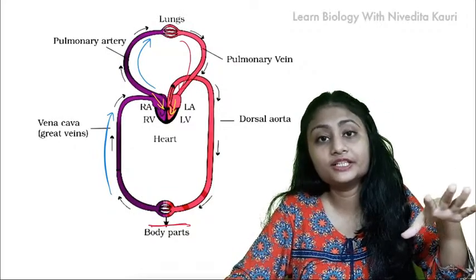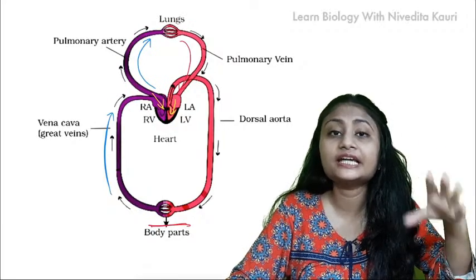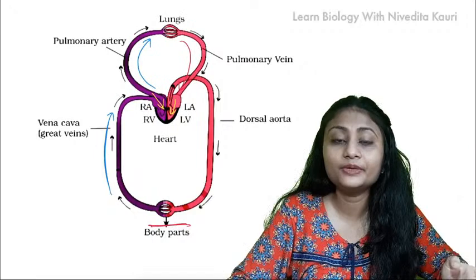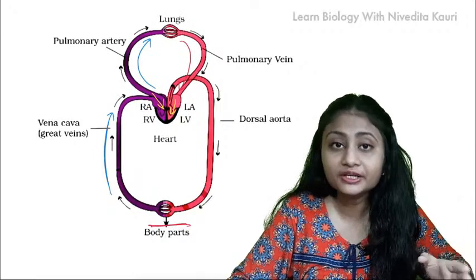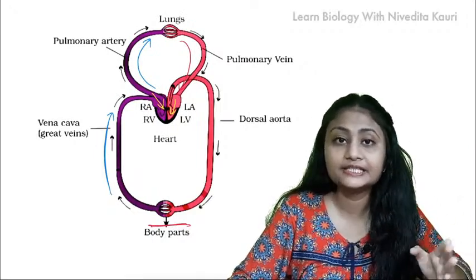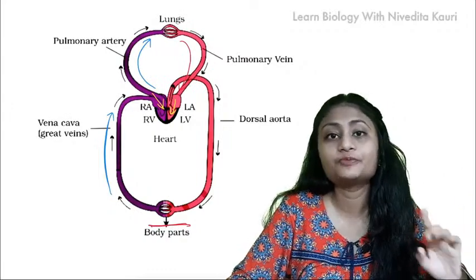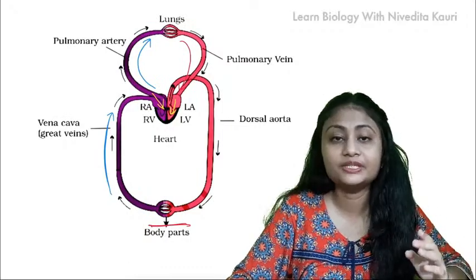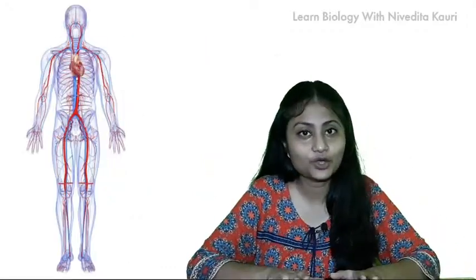A special circulation exists between the gastrointestinal tract and the liver, which is known as the hepatic portal system. Here blood goes from the intestine to the liver by hepatic portal vein, and from there it again comes back to the systemic circulation. This is all for today.